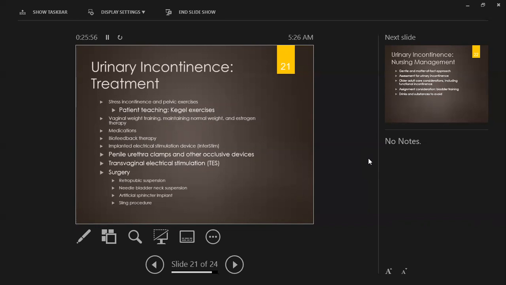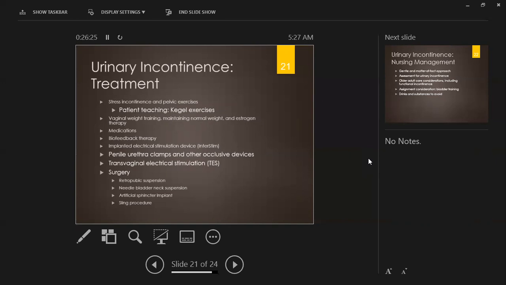Medications may be given, things like Ditropan, which can help with spasms. So these are antispasmodic medications. It also can decrease the frequency. Biofeedback therapies work very well in order to train the body to hold or excrete urine, depending on the situation. Implanted electrical stimulation devices, Interstims, are good for patients who have had a neurologic disorder or injury.